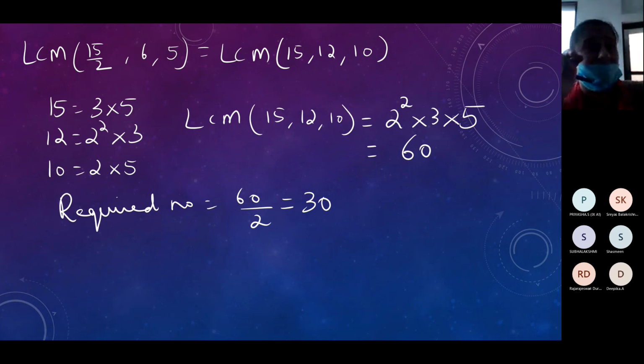Then the second cyclist covers it in 6 days. So in 30 days, he would have done 5 rounds. And the third cyclist would have done 6 rounds. So at the end of 30 days, they meet again at the starting point. The 3 persons will meet at the starting point at the end of 30 days.